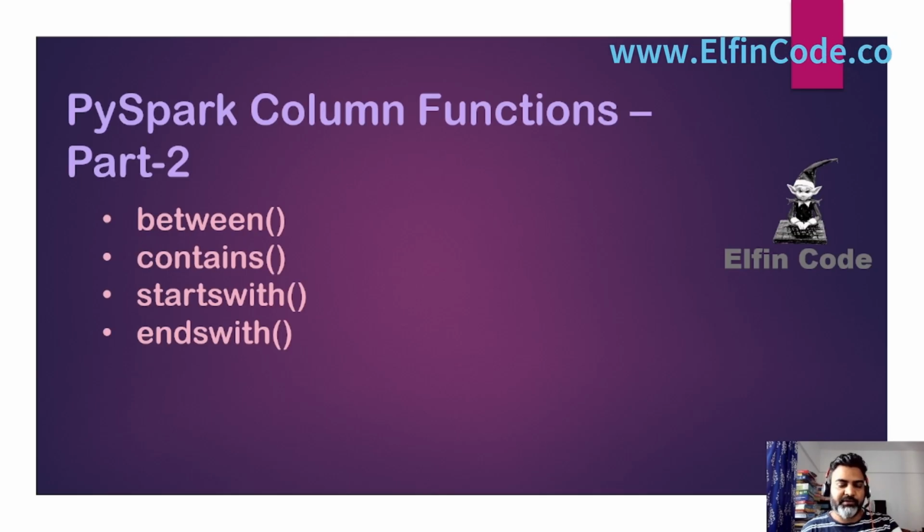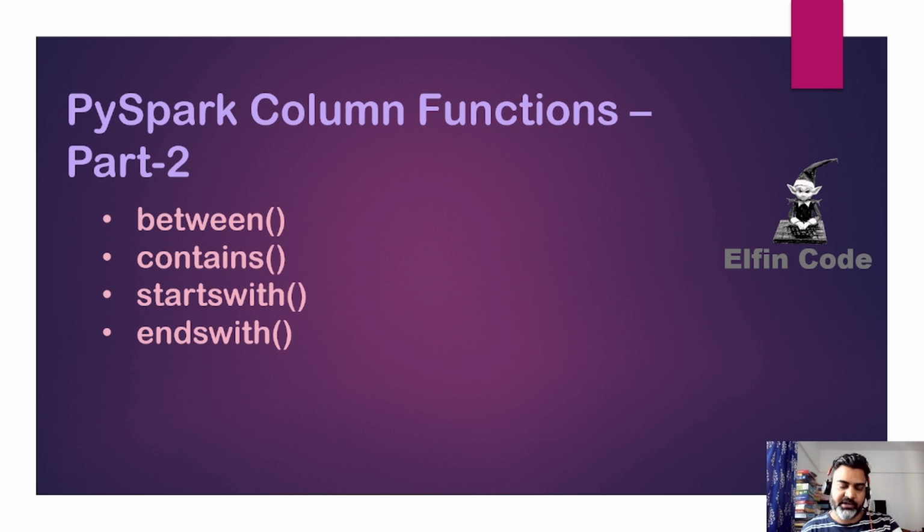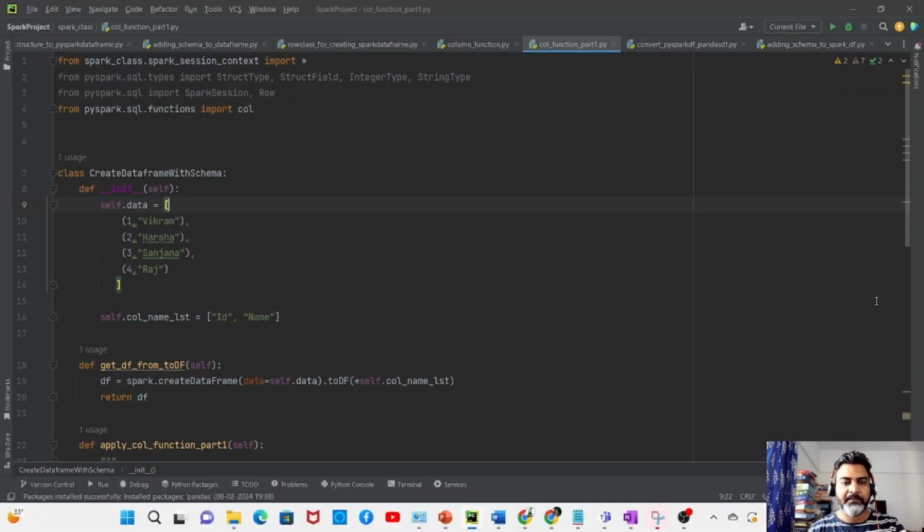Welcome back. Today we will be checking out a few more column functions which are available to operate on the data frame columns. These are the between function, contains function, startswith function, and endswith function. These functions are used along with the filter function, which is available in pyspark.sql.functions, to filter out our data frame data. Let us go back to the practical area.